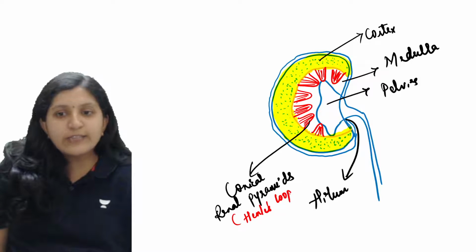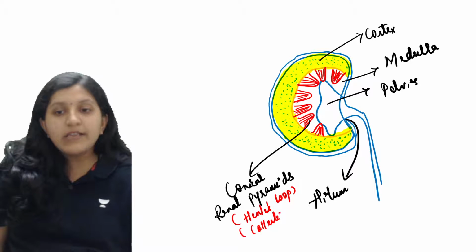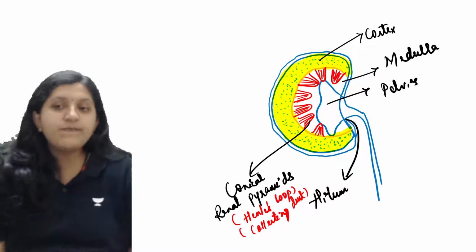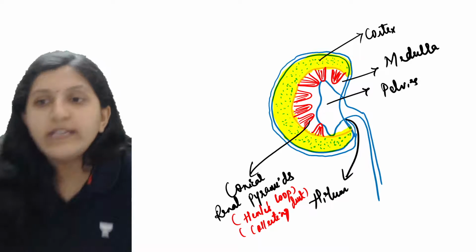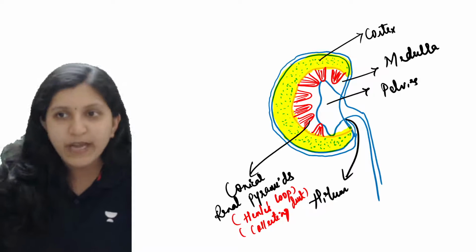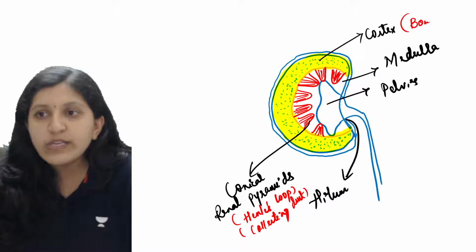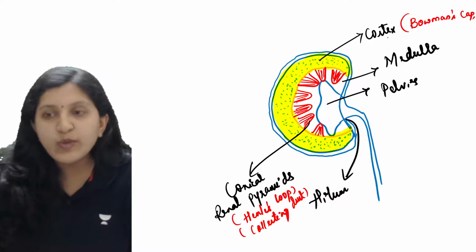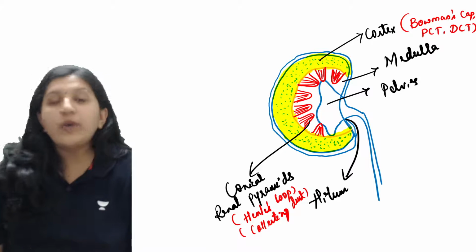There is a Henle's loop present, and also a collecting duct, and that's the reason you can see striations or stripes. That is mainly because of the Henle's loop, along with the collecting duct. And in the cortex part you can find Bowman's capsule, along with the PCT as well as DCT, which gives a dotted appearance.